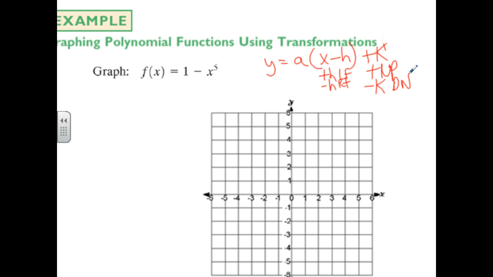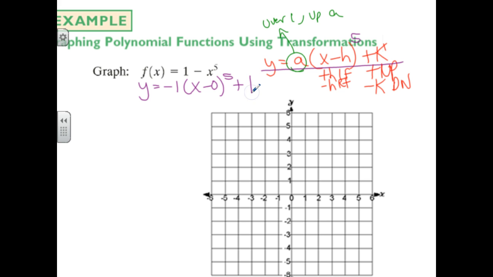And then your a is called your vertical stretch. Instead of over 1, up 1, it always goes over 1 and then up whatever the value of a is. Now, if a is negative, it will go down. So I'm going to rewrite this one in this general form. This could be an x to the 5th or x to the n. We could call it x to the 6th, but in this case, it's a 5th. Now I'm going to rewrite it. Negative 1, x minus 0 to the 5th plus 1. So I can really clearly see all of the values.